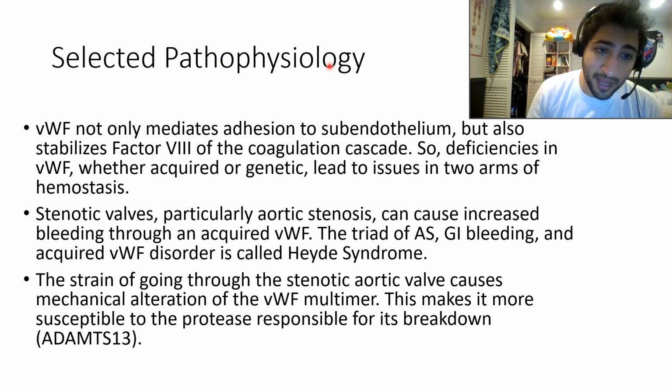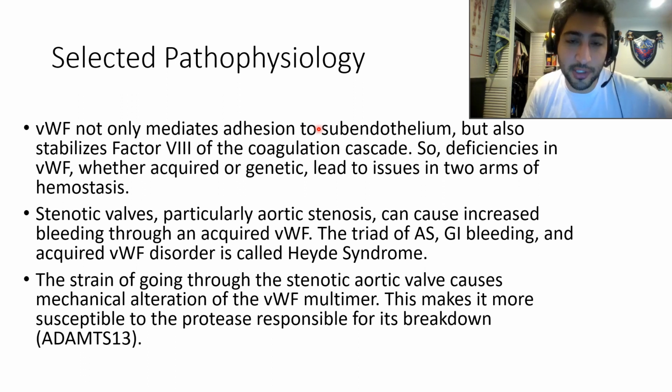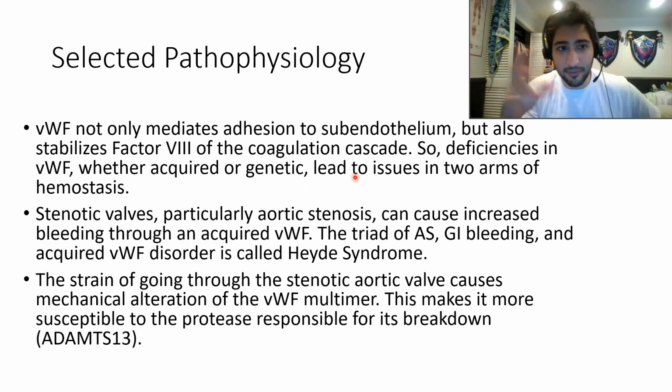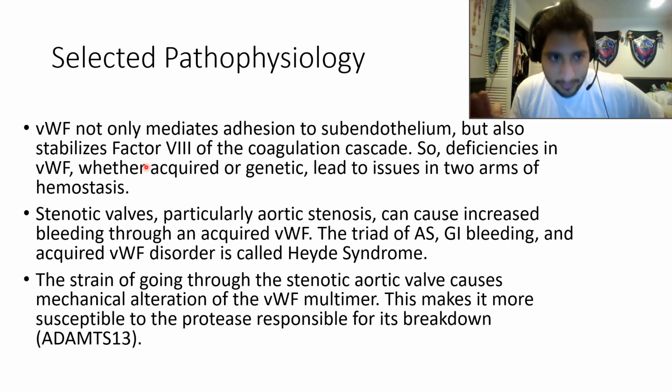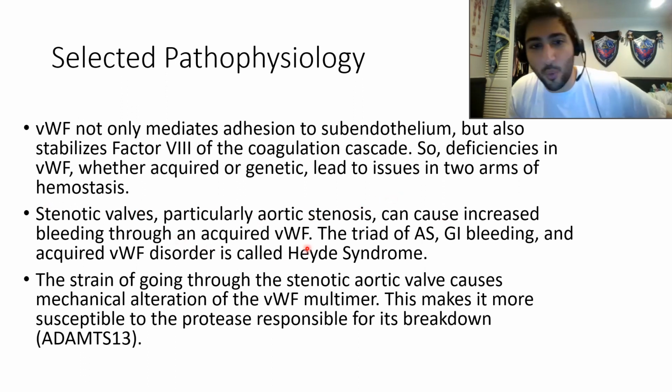So here's some selected pathophysiology. Like we said, von Willebrand factor doesn't just mediate adhesion to the subendothelium, but also stabilizes factor 8 of the coagulation cascade. So a problem with von Willebrand factor can affect both arms, though it's mainly going to affect primary hemostasis and bleeding time and that sort of picture. Now, stenotic valves, particularly aortic stenosis, can cause increased bleeding through an acquired von Willebrand factor disease. The triad of aortic stenosis, GI bleeding, and acquired von Willebrand factor is called Heyde syndrome.